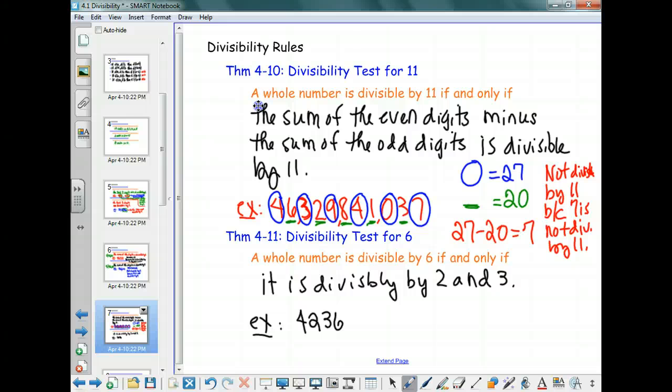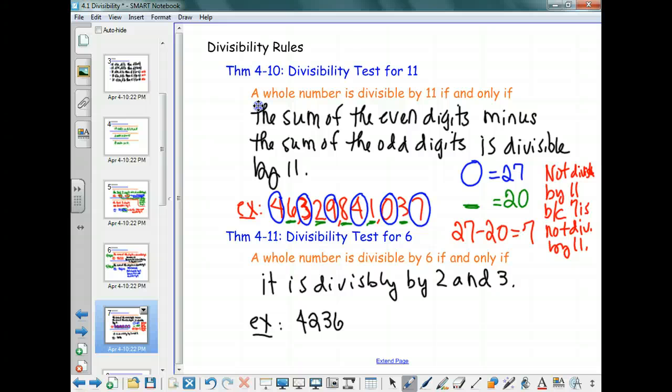Is it divisible by 6? What else do we still test? We test with 3. So how do I test if it's divisible by 3? Add them up. What do you get if I add those numbers up? I get 15. Is 15 divisible by 3? Yes. So this number then will be divisible by 3. I tested if it was even. I tested if it was divisible by 3. So then it's divisible by 6.